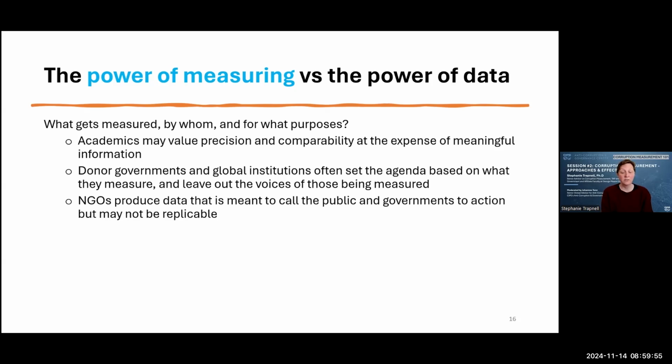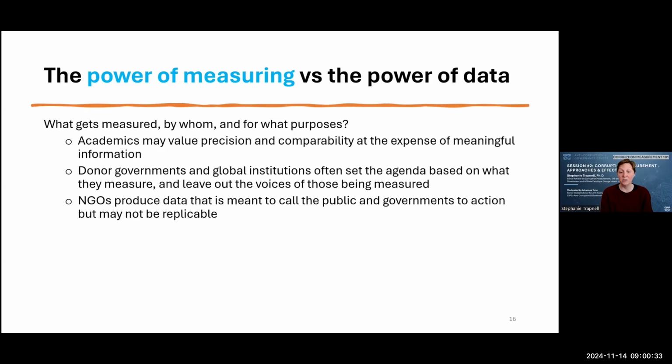Another example is donor governments and global institutions often set the agenda based on what they can measure. And that leaves out the voices of those being measured. It also means that you measure what you define, right? You've defined the world and you've measured the world, and this is what's important. So just be careful that when donor governments and global institutions say this is the case because this is what we measured and this is what we should do, they've only measured what they could measure, not necessarily the universe of what should be measured. Okay? There is a limit to what you can measure. That's the case for everything.